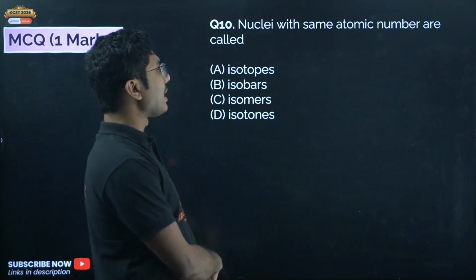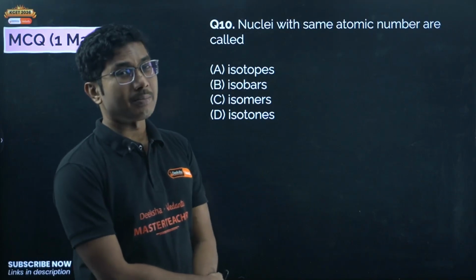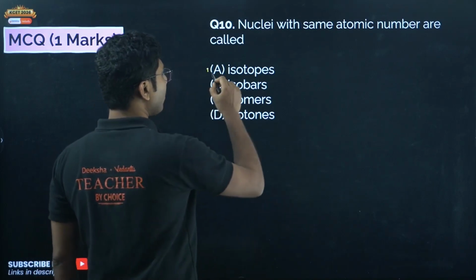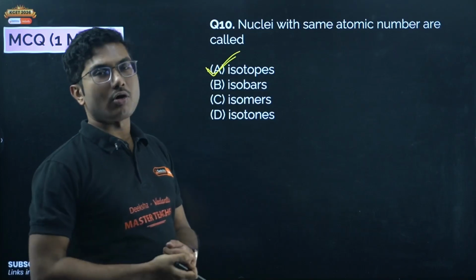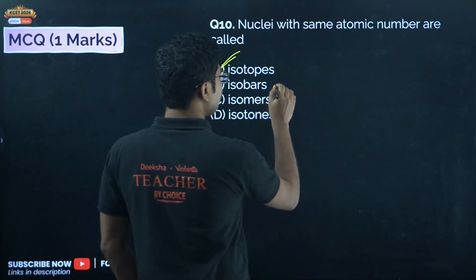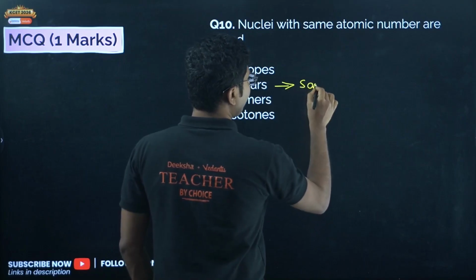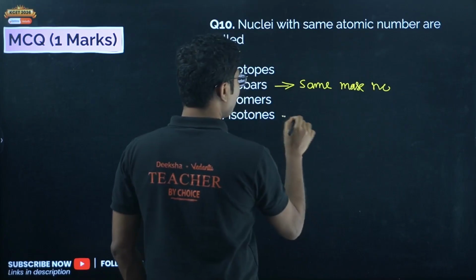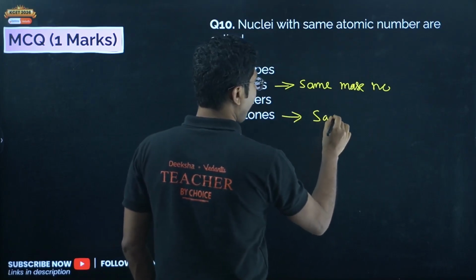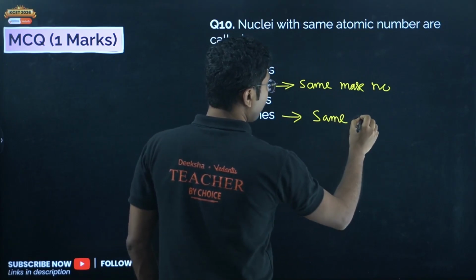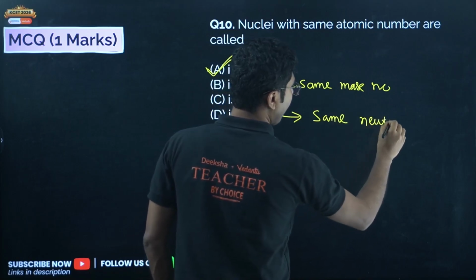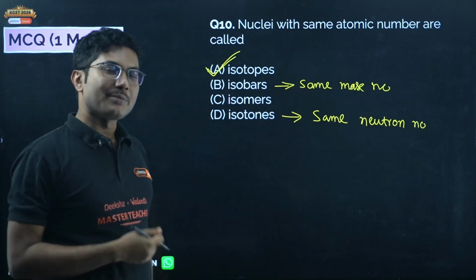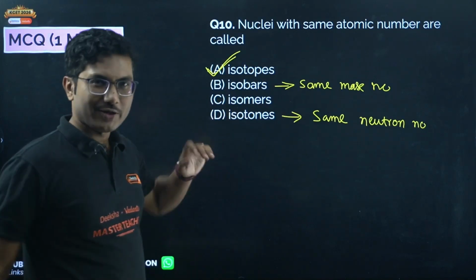Nuclei with same atomic number are called, same atomic number means they have the same number of protons, that means they are called isotopes. Same mass number are called isobars. Isobar means same mass number, and isotones are same neutron number. Isomer is from organic chemistry. Chemistry ma'am will teach you more about isomers, okay, not me.